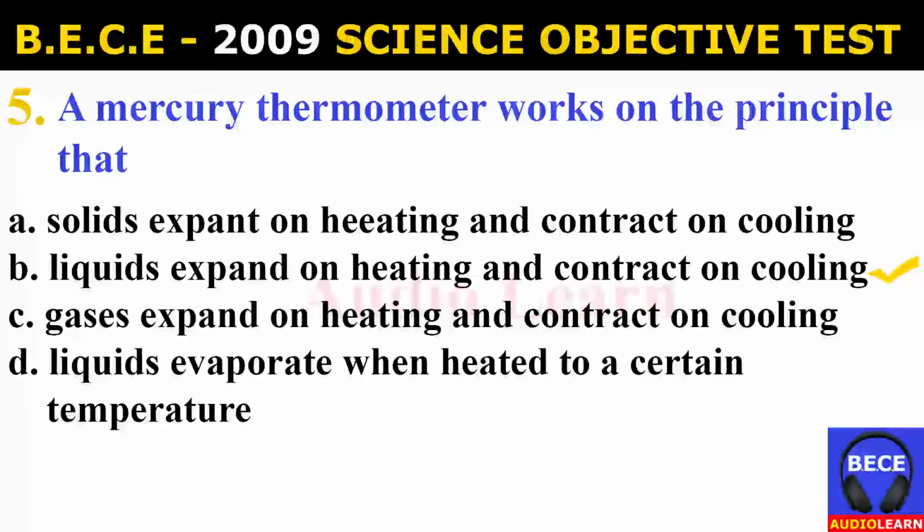Number 5. A mercury thermometer works on the principle that A. Solids expand on heating and contract on cooling. B. Liquids expand on heating and contract on cooling. C. Gases expand on heating and contract on cooling. D. Liquids evaporate when heated to a certain temperature. And the answer is B. A mercury thermometer works on the principle that liquids expand on heating and contract on cooling.